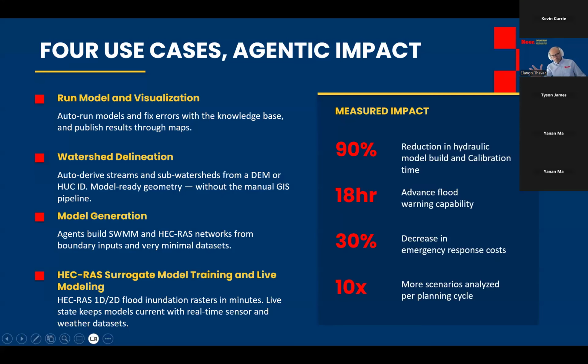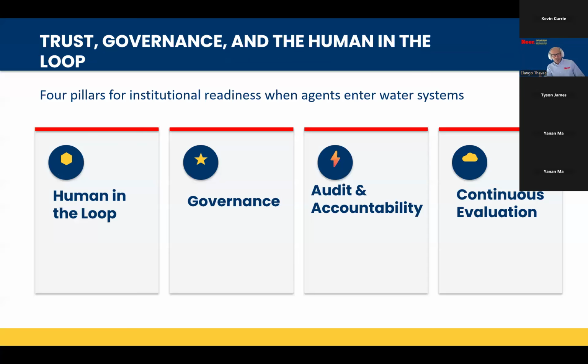And you can kind of see that most of these agents are going to reduce the hydraulic modeling effort to build, and the calibration time. There's a calibration application, which we haven't talked about. The flood warning capability: you can do 18-hour, at least 30% decrease in emergency response costs. These are real numbers. More scenarios analyzed per planning cycle. So like I said, it's very powerful. It's going to make a lot of our work very efficient.